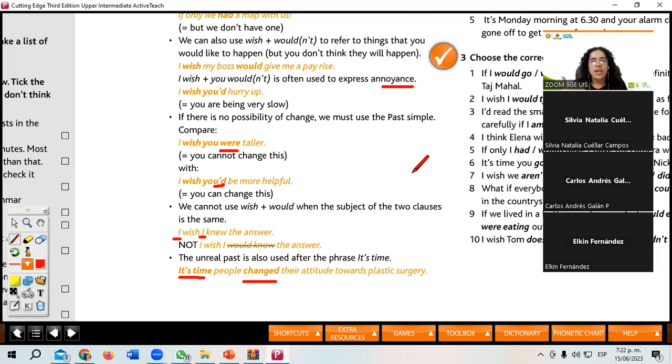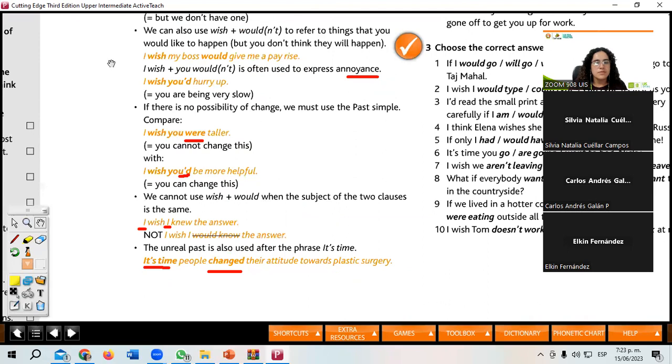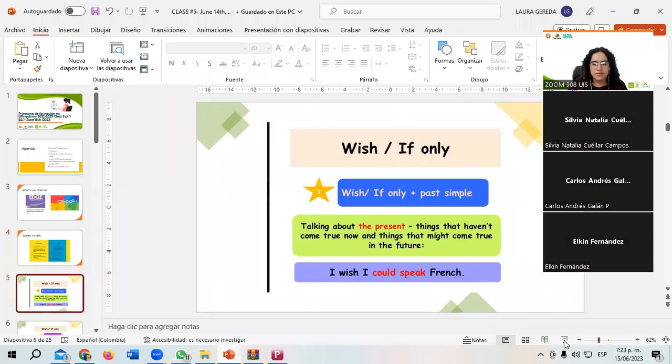It's time people change, demuestra como ya es tarde, ¿sí? Ya debieron haberlo hecho antes. Entonces, en estos casos con la frase it's time también podemos usar el pasado o unreal past, ¿ok? This is the unreal past. Okay, guys. So questions about this so far? No questions?